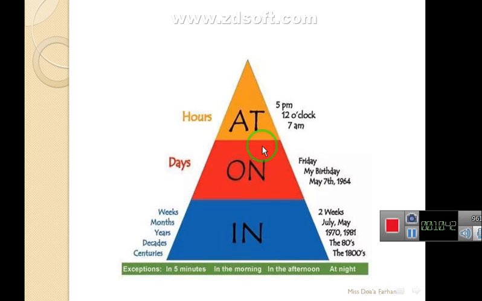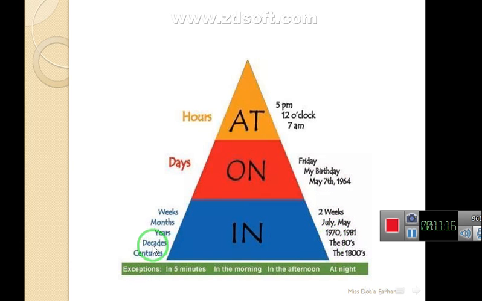ملخص كامل اللي شرحته. معاكم at تستخدم للساعات، وجايب هنا أمثلة: 5 p.m.، 12 o'clock، or 7 a.m. كله أمثلة للأوقات. معي كلمة on تستخدم قبل الأيام such as Friday, my birthday، اللي هو on my birthday. هنا معي التاريخ اللي هو May 7th, 1974. okay تاريخ كامل. in تستخدم in 2 weeks, July and May، اللي هي الشهور والسنين.